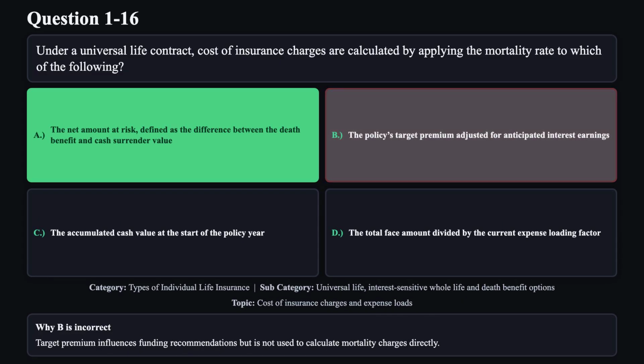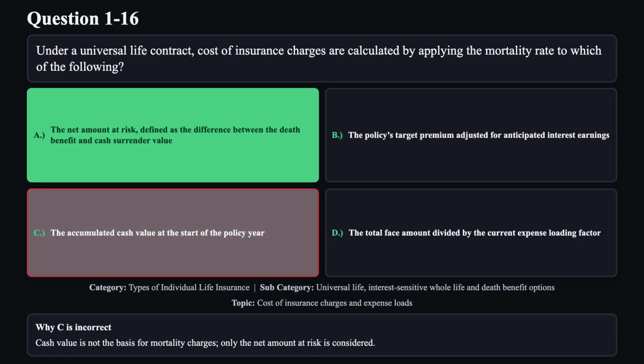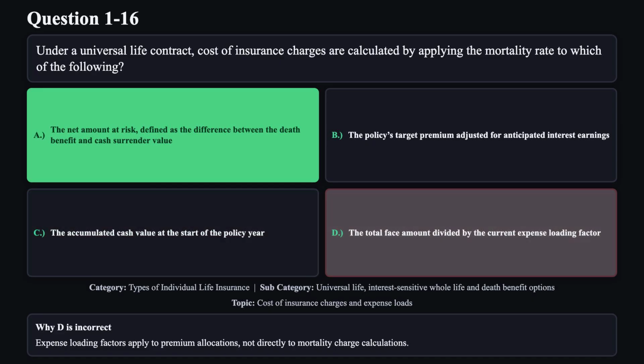Reason B is not correct. Target premium influences funding recommendations but is not used to calculate mortality charges directly. Reason C is not correct. Cash value is not the basis for mortality charges. Only the net amount at risk is considered. Reason D is not correct. Expense loading factors apply to premium allocations, not directly to mortality charge calculations.